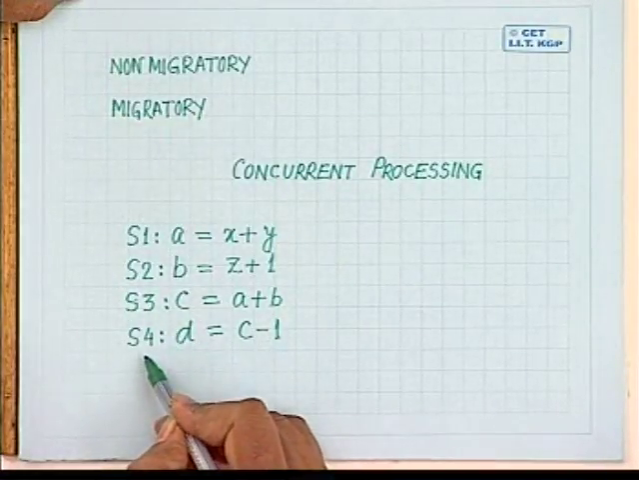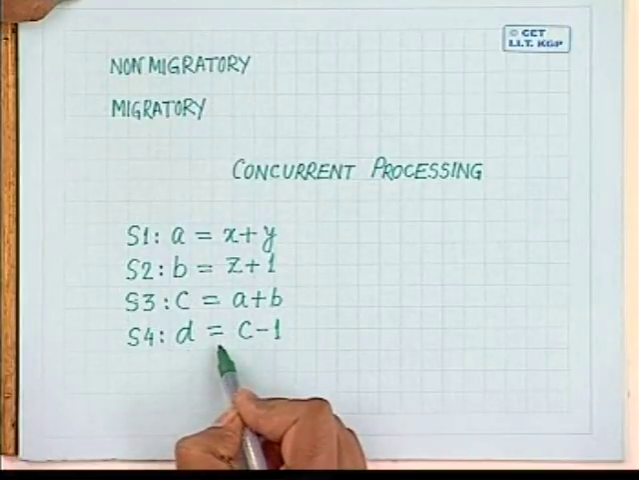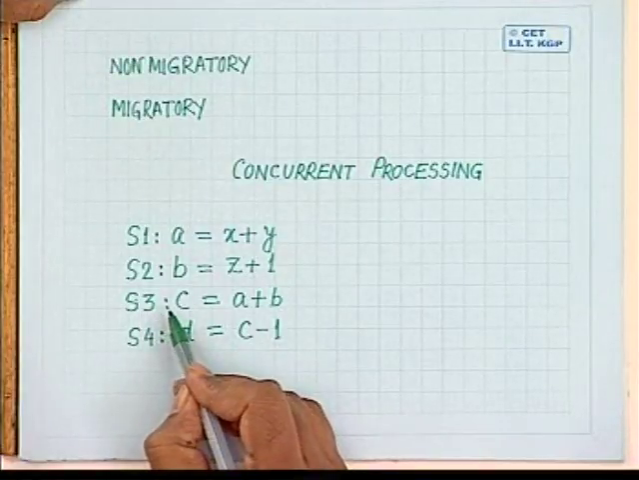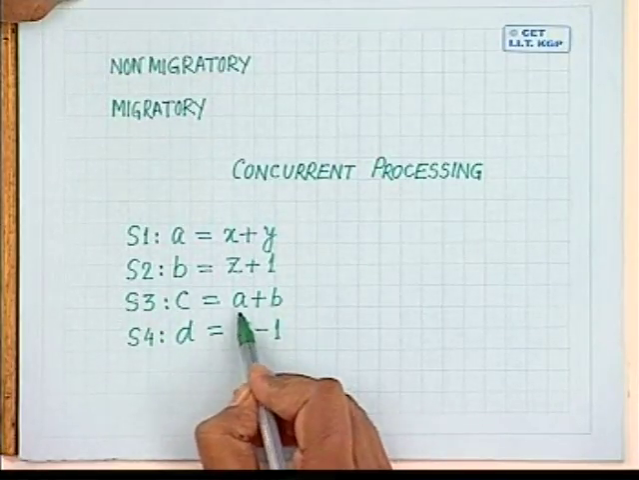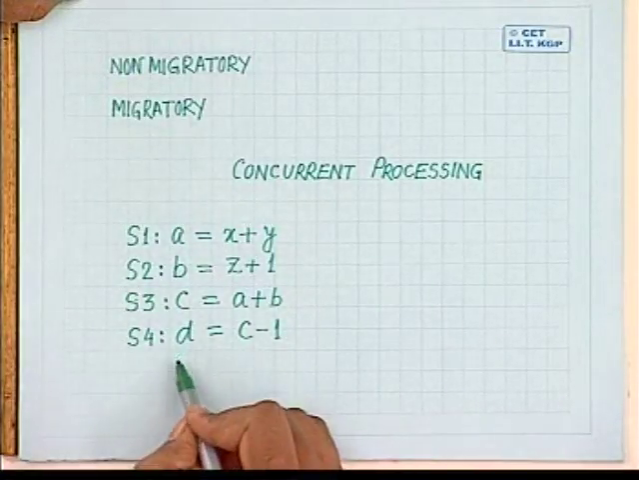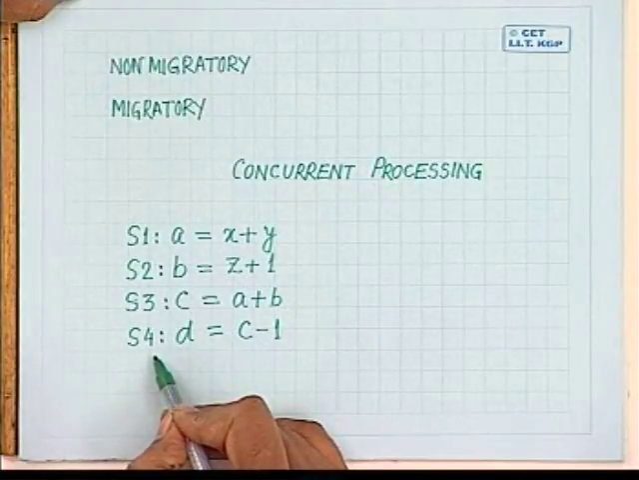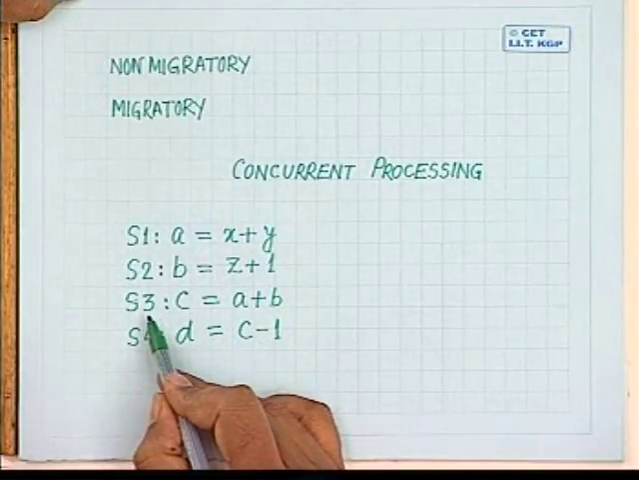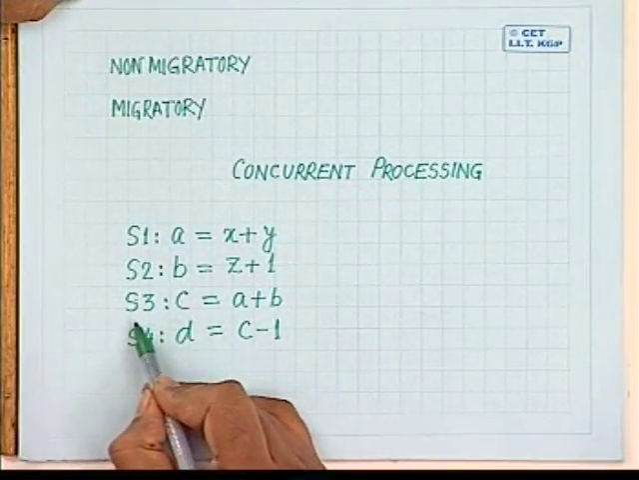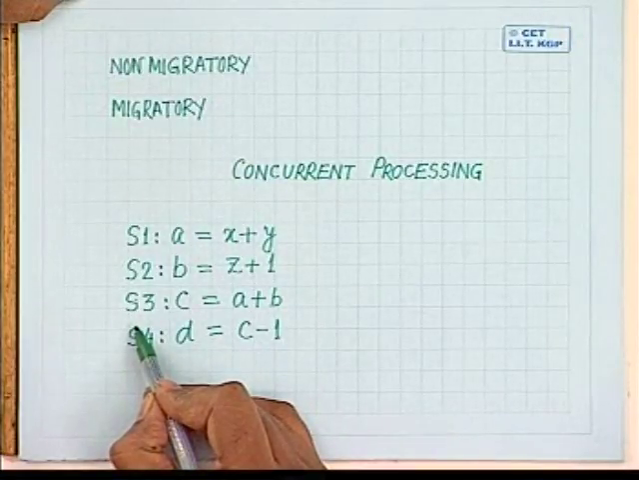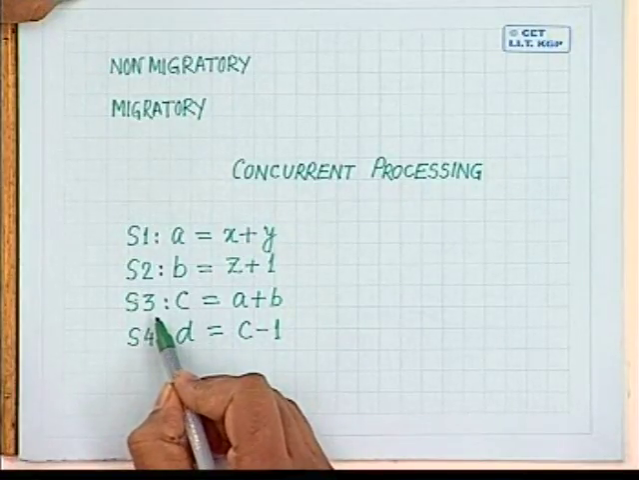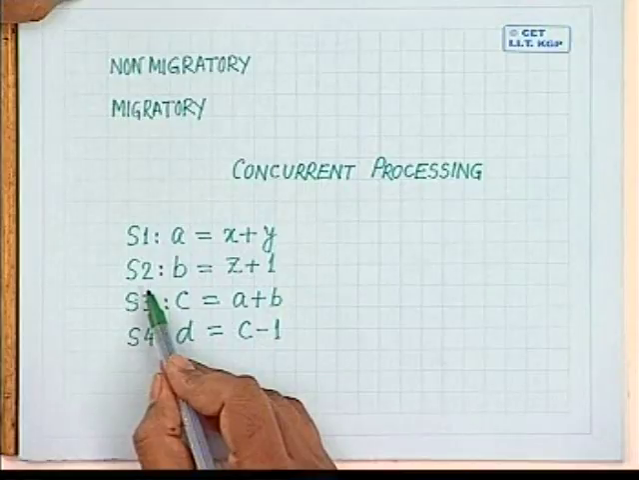Come to statement S4, which says D equal to C minus 1. Again, C is computed in S3, which makes use of two variables A and B. A is computed in S1, B is computed in S2. So naturally, S4 cannot be computed before completion of S3, because the value of C, which is used in S4, is decided in statement S3. So S4 cannot be computed before S3, and S3 cannot be computed before S1 and S2.